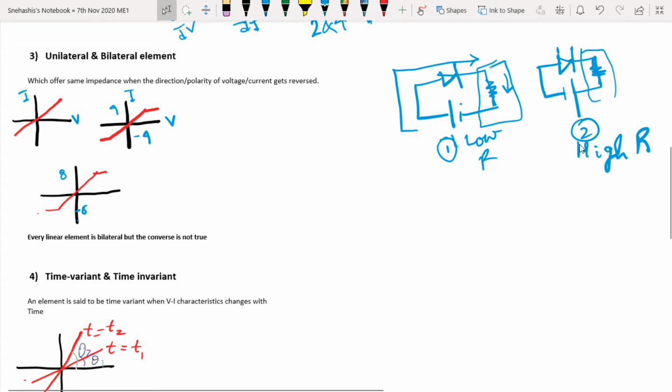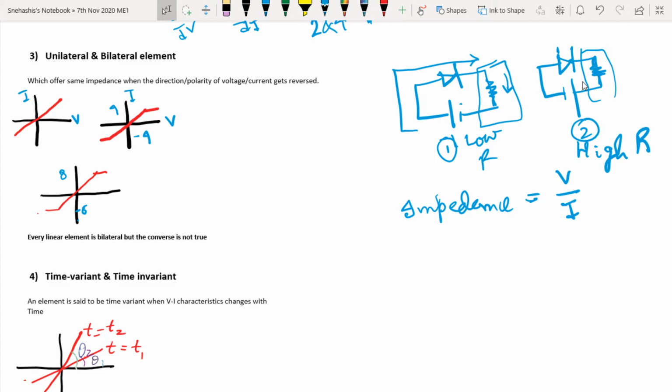So if you compare both these cases, you will see that the element offers different resistance or impedance. Actually, what is impedance? Impedance means the ratio between voltage and current through any element. In case of DC, we know it as resistance. In case of AC, we know it as impedance. So on a generalized basis, impedance is the ratio of voltage to current.